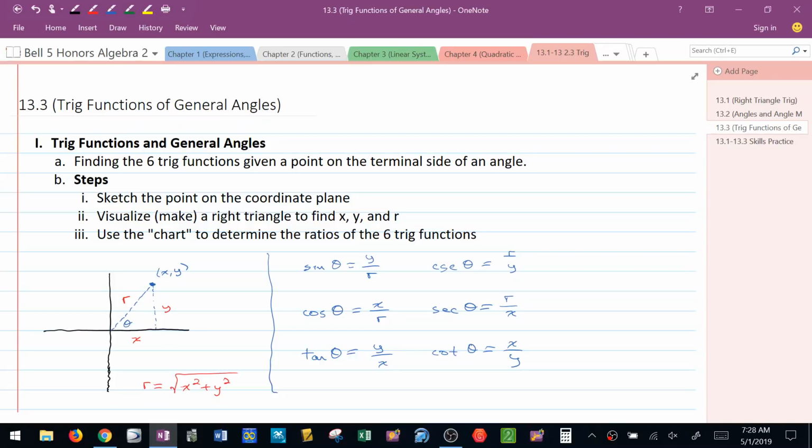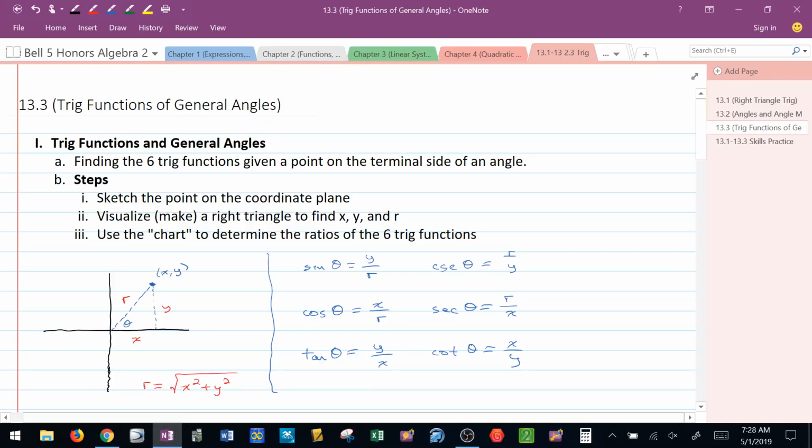When we are given, for example, the sine of a 120-degree angle, can we find its exact measurement by using the tools that we're going to learn here? Okay, so the first thing is we're going to look at trig functions and general angles.